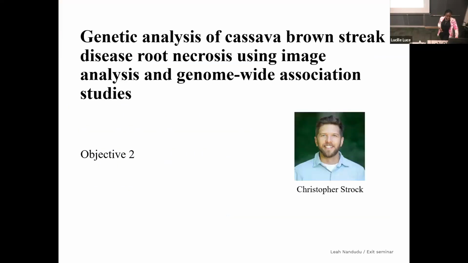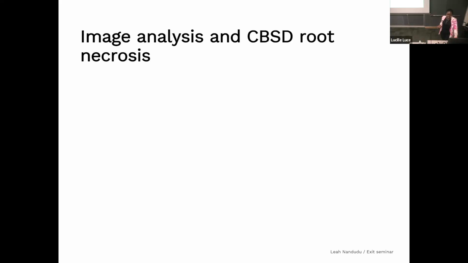So I'll go to my second objective, which was done in collaboration with Chris, who used to work for BreedBase in Cornell. This is the genetic analysis of cassava brown streak root necrosis using image analysis and genome-wide association studies. When we think about root necrosis, if you remember the picture that I showed you of the 1 to 5 scoring method, we score the foliar symptoms twice in a breeding cycle, while root necrosis can only be scored once. So we wanted to expand how we could phenotype CBSD root necrosis. Image analysis was the best option that we thought about.